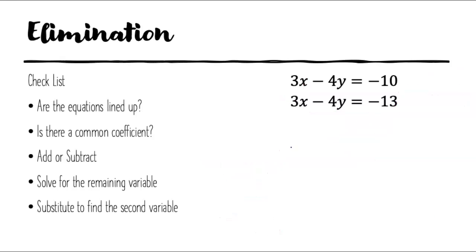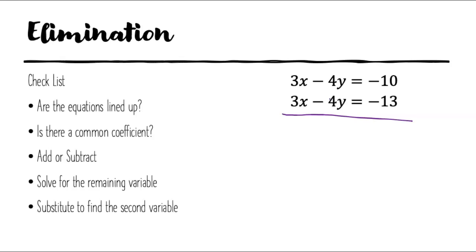All right, here we go again. Are my equations lined up? X over x, y over y, equals over equals, constant over constant. Got that part. Common coefficient. Now that I know I can combine them, I got a 3 and a 3, and a negative 4 and a negative 4. Huh, they're both common. Okay.